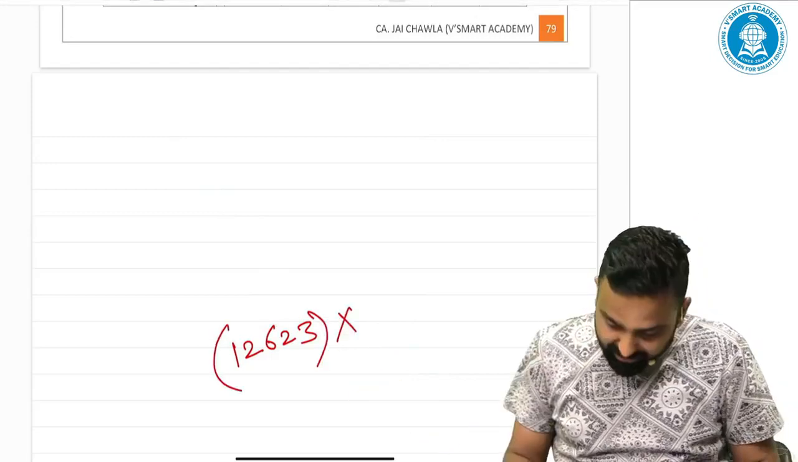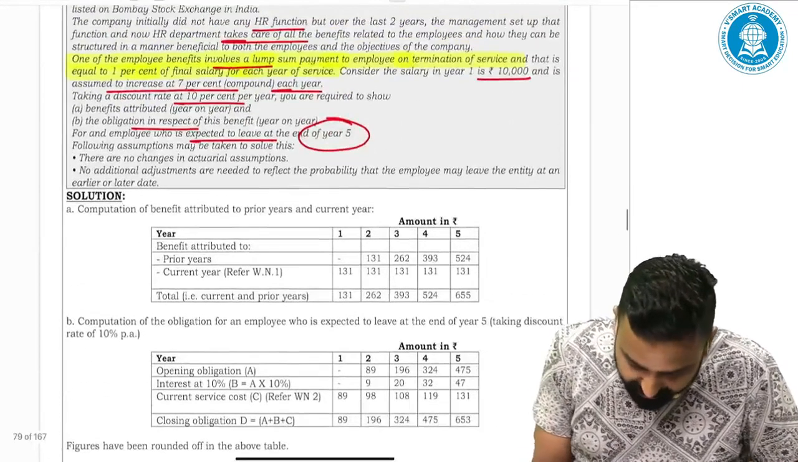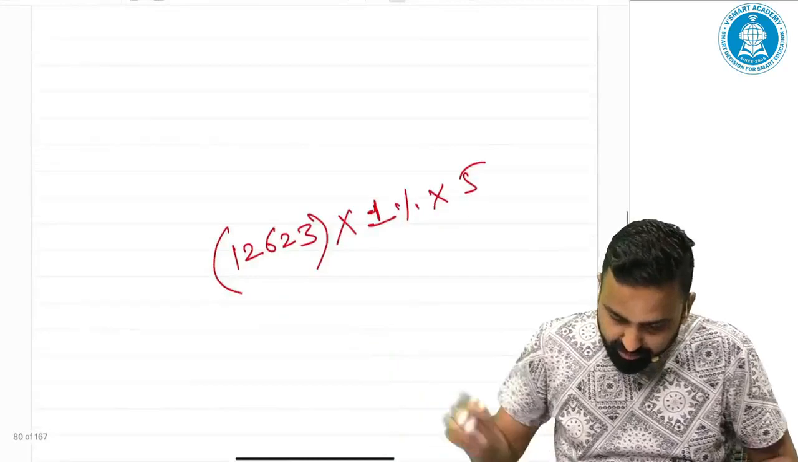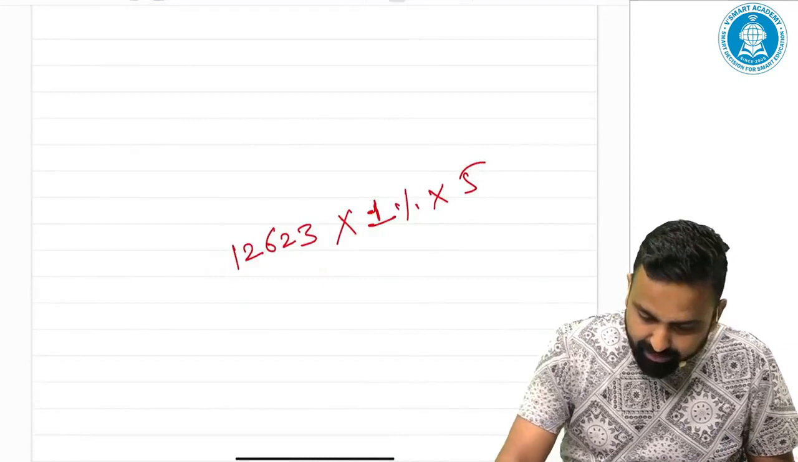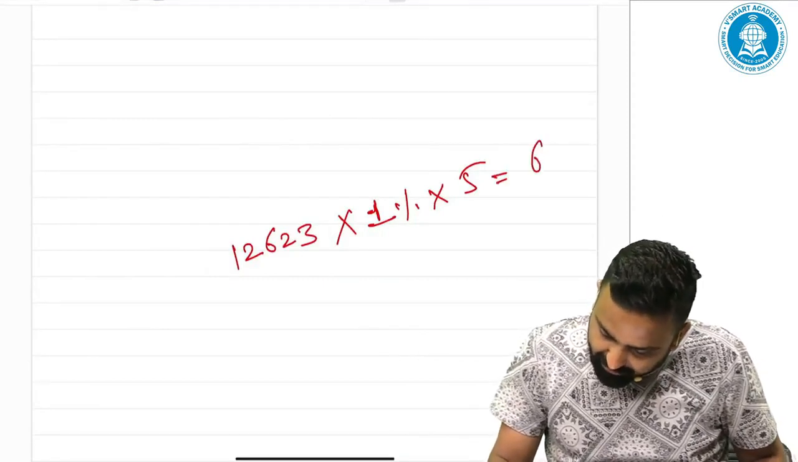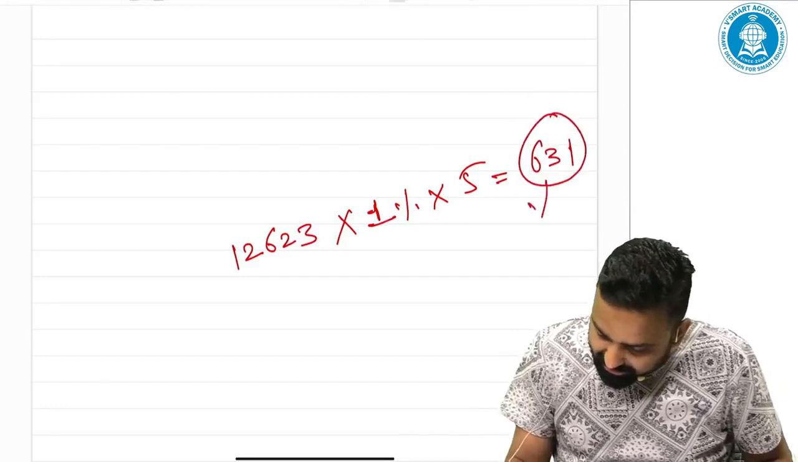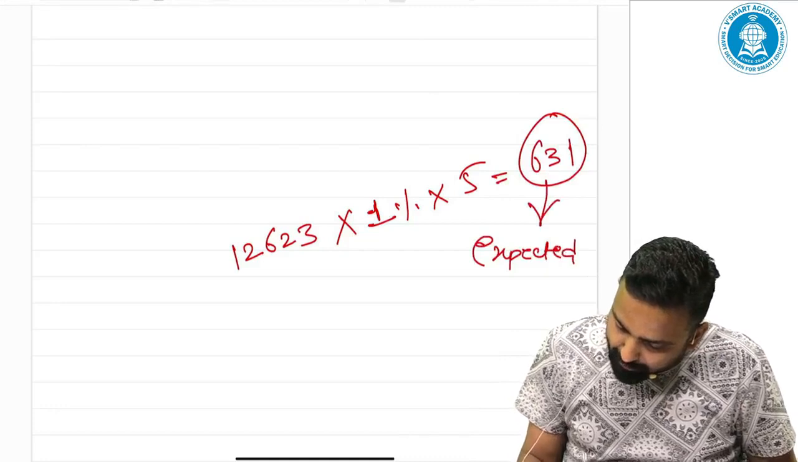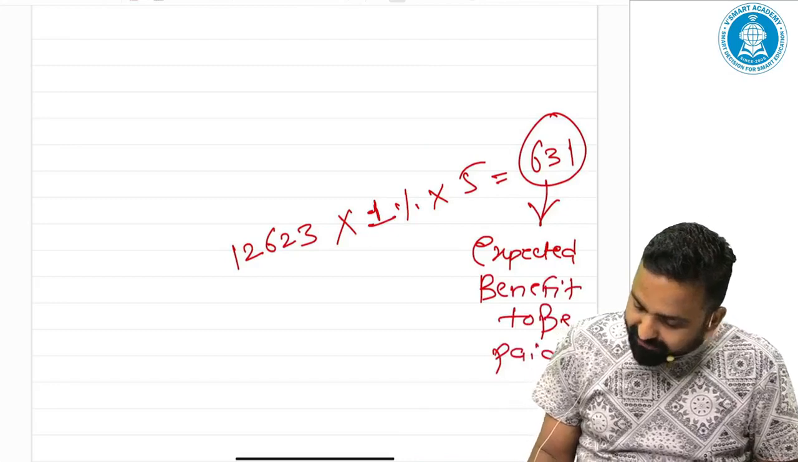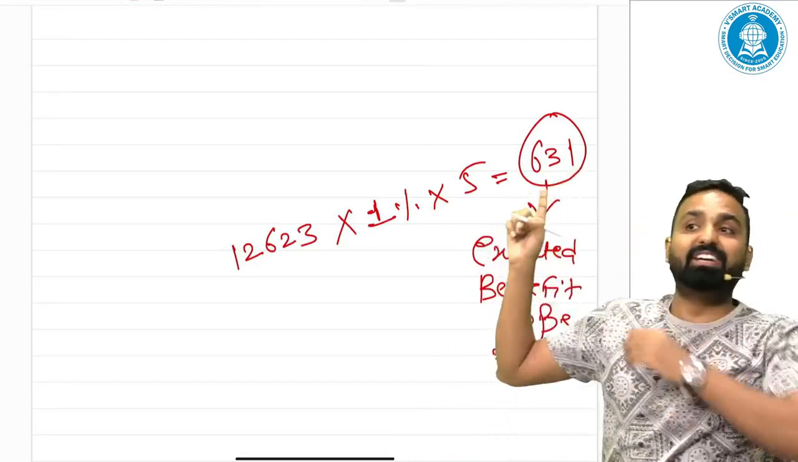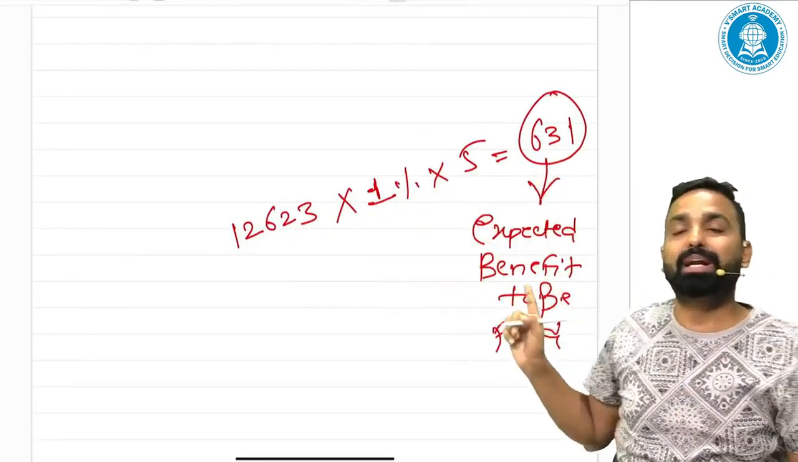Of this salary, the employee will get 1% for each year of service, for 5 years. So do 12,623 into 1%, into 5. In totality, the defined benefit is 631. It is the expected benefit to be paid. This is the final amount of benefit to be paid after 5 years. Understood or not? 631: final salary 1% into 5 years of service. This is the expected benefit to be paid.